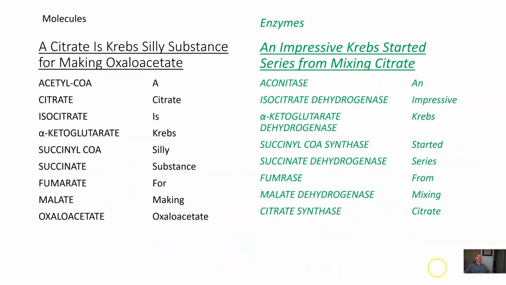So how do you remember all that? Well, it's hard. So I created some silly mnemonics. For the molecules, I have a citrate is Krebs' silly substance for making oxaloacetate. For the enzymes, I have an impressive Krebs-started series from mixing citrate. So those two can at least help you get the order of the molecules and the enzymes.